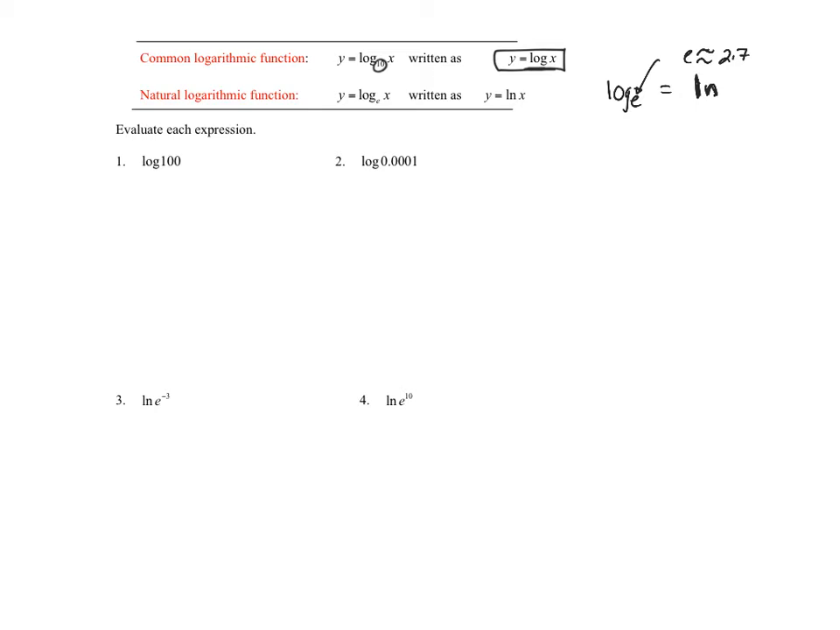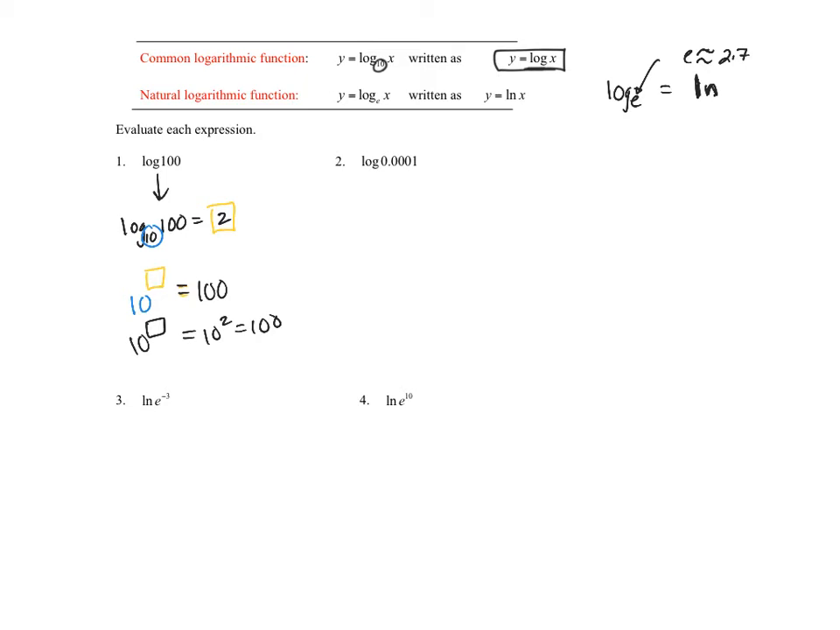So if I'm trying to simplify log of 100, what that really means is log base 10 of 100. So we're trying to figure out what that is equal to. Here our base is 10, so 10 to some power is equal to 100. Well, 100 is 10 squared. And so 10 to what power? That better be 2.